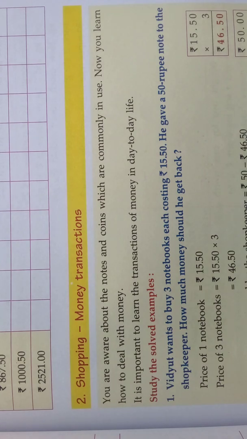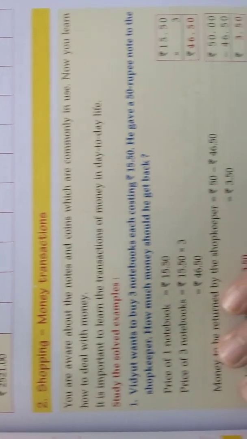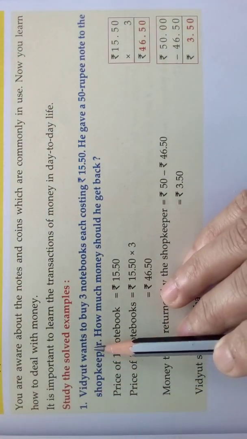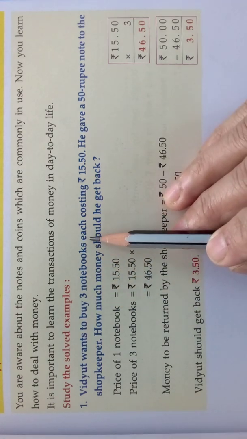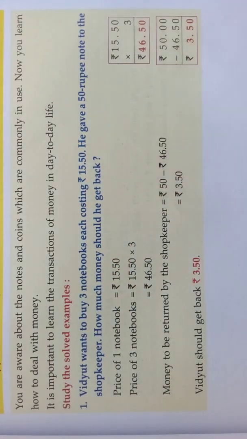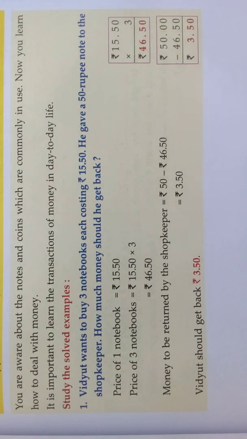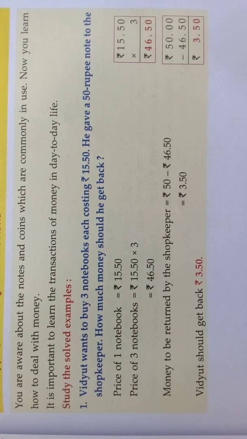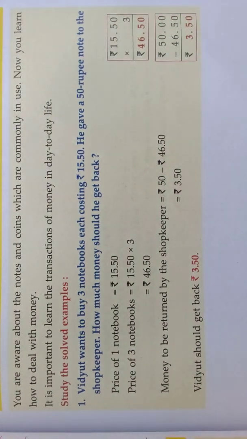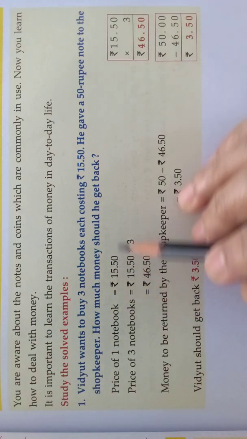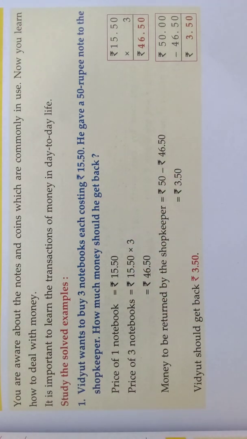Okay, come, we'll learn about money transactions. For example, we'll see one example. Vidyut wants to buy 3 notebooks, each costing 15 rupees 50 paise. Okay, so what does Vidyut want? Notebooks. How many notebooks? 3 notebooks, each costing 15 rupees 50 paise. Okay, so he gave a 50 rupee note to the shopkeeper. How much money should he get back? What's the remaining amount?